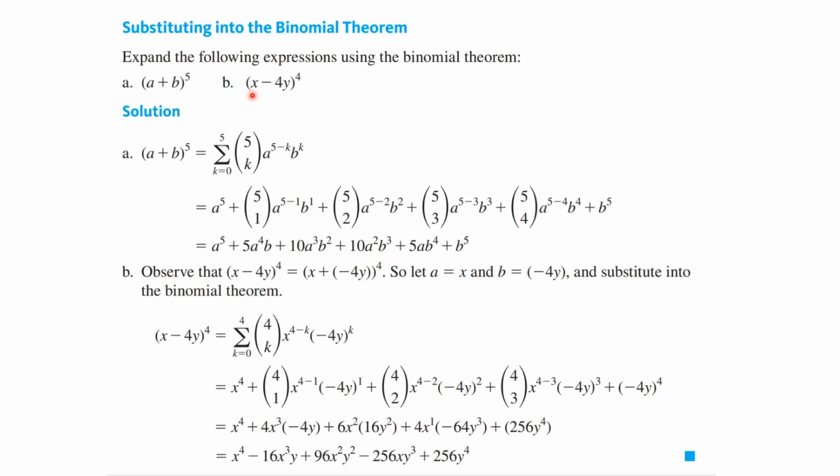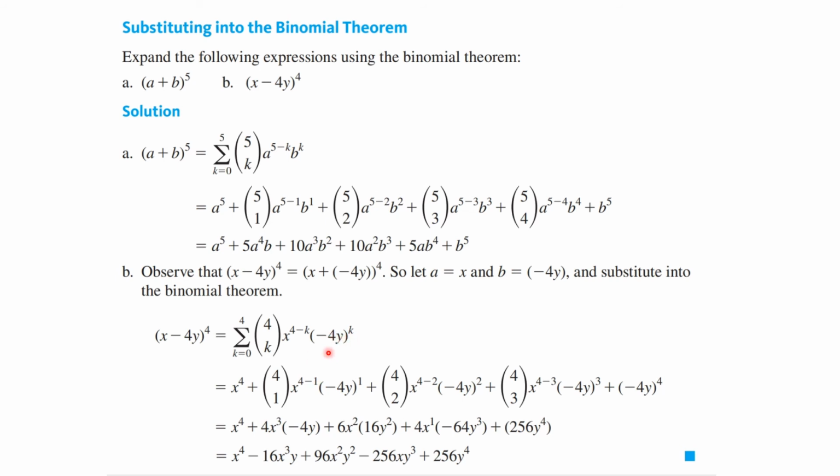Here's one that's a little more complicated. We have (x minus 4y) to the fourth power. Now here it is important you realize the first term is x, but the second term is, well, it is minus 4y. So you see it's important to realize that that's minus 4y. So that means when we do this, we will expand it, and it's going to be the summation k equals 0 to 4 of 4 choose k, x to the 4 minus k, but then the second term is minus 4y to the k.